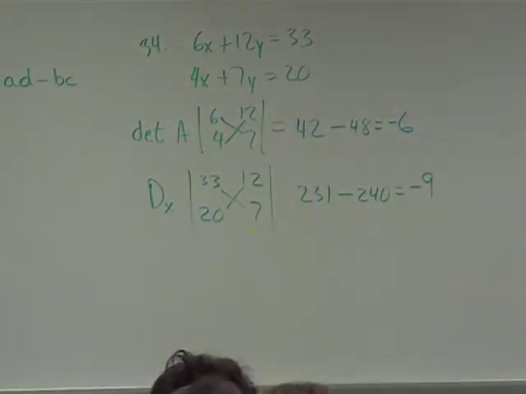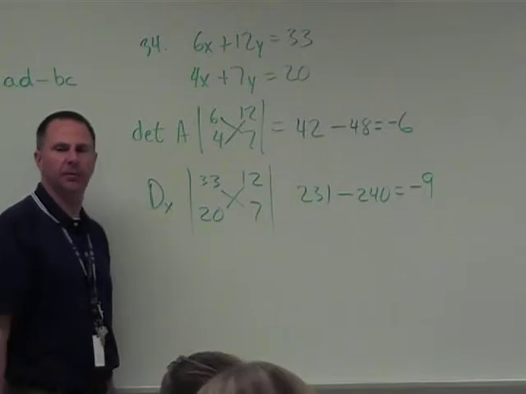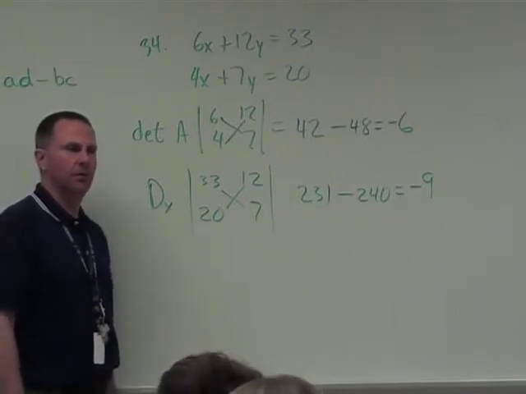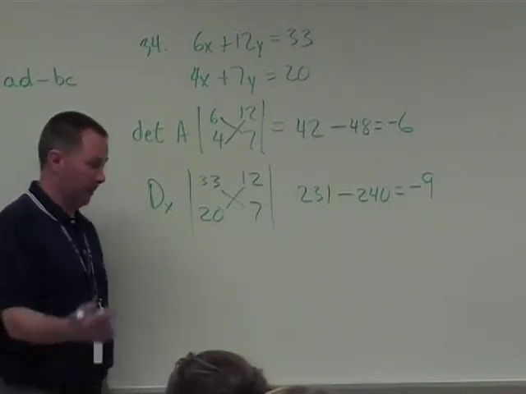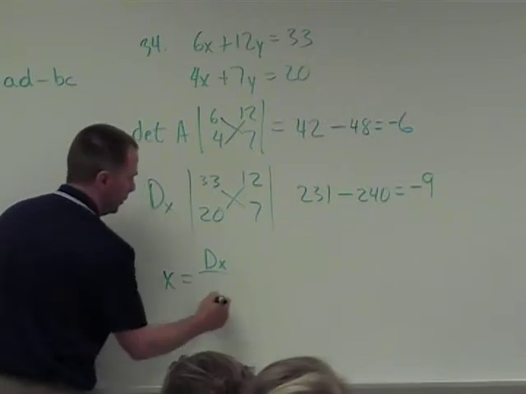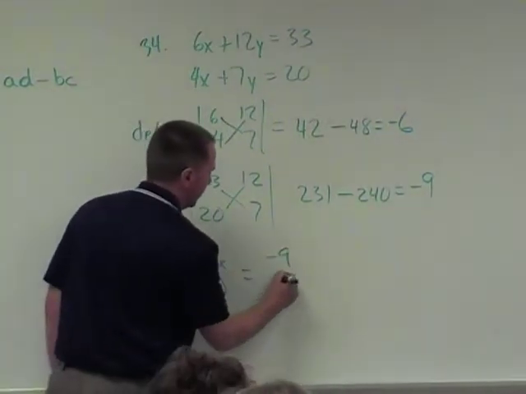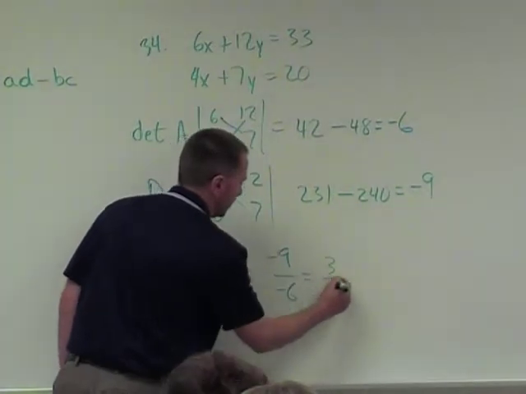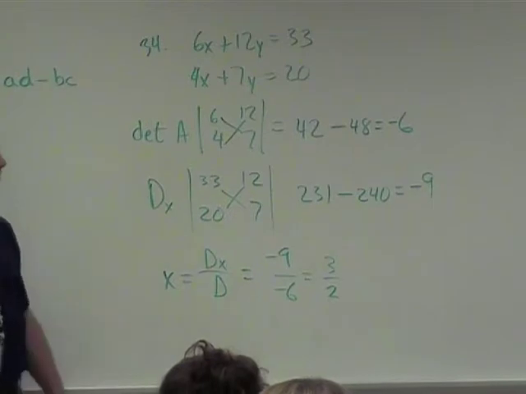Everybody check my math, make sure it's right. Make sure you can do this. Don't just copy down what I'm doing. That doesn't help you. I was confused for a second why you got 33 and 20, but then I remembered. So x is the determinant with the x column replaced, divided by the main determinant. So what do we have? -9 over -6, which is positive 3/2. You just found the x value of that system.